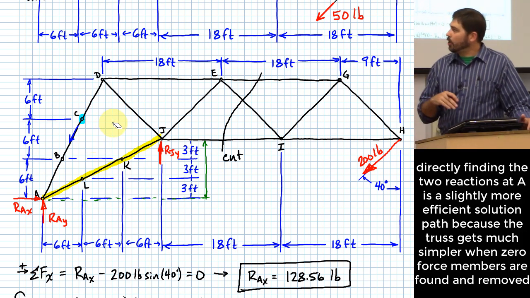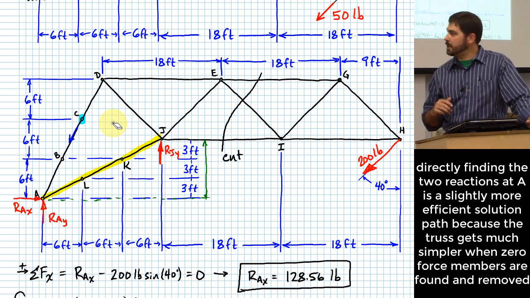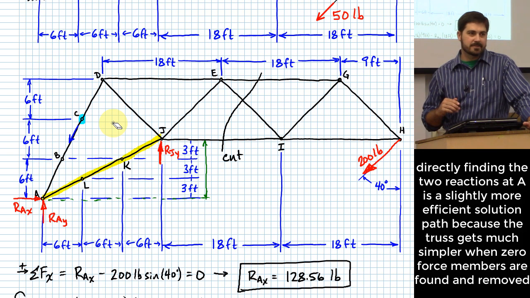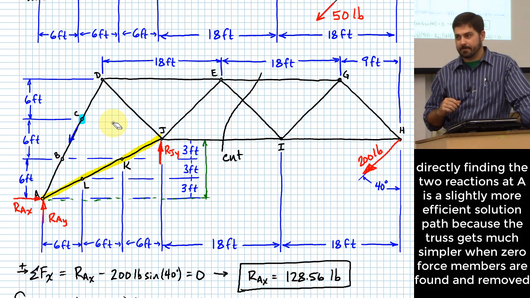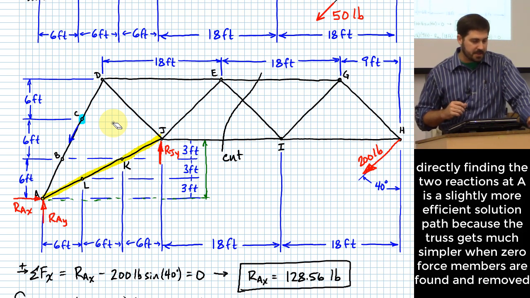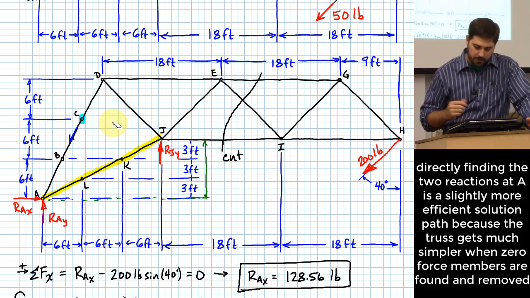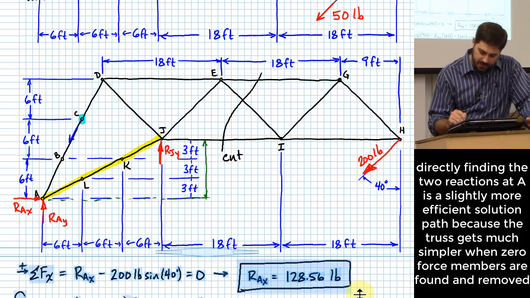So back to our idea before, if I can figure out the force in member AL, then I have found the force in JK, right? So I had a reason why I wanted to find the reactions at A rather than the reactions at J. So let's go ahead and do our next step, and what is that, you think?